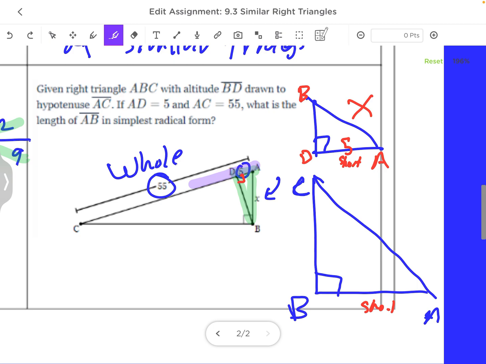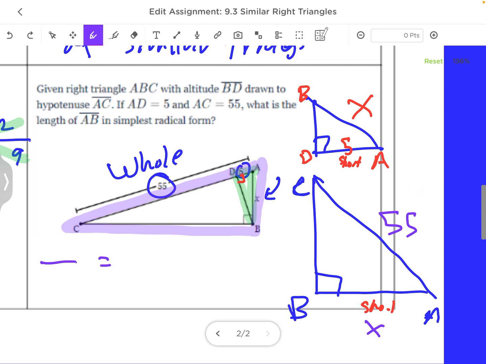imagine that this is the large triangle, right? And if the large one is right over here, the hypotenuse, right, is 55. That goes the whole thing, right? So that's going to be 55 right there, right? Then the short piece on the big one is x, right? Okay, so now we have this and this and this and this, right? So let's set up our proportions. Okay, so we said let's do this. The hypotenuse over the short, so x over 5. Okay, let's do the hypotenuse over the short, so 55 over x.